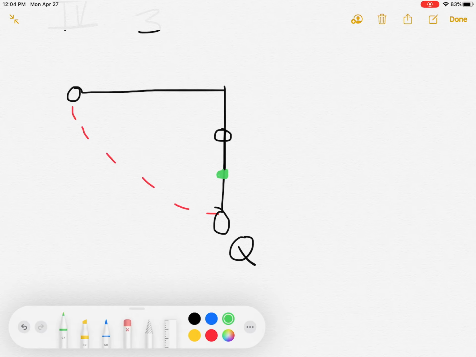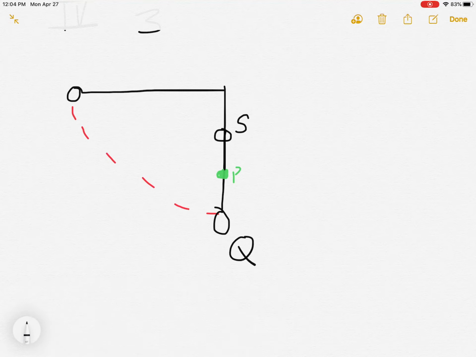So there's my position P, sorry. So this is called P for peg, which is not part of the actual question. Let's put a little P there for the peg. And then position S is up above here. So we'll put that in position S.